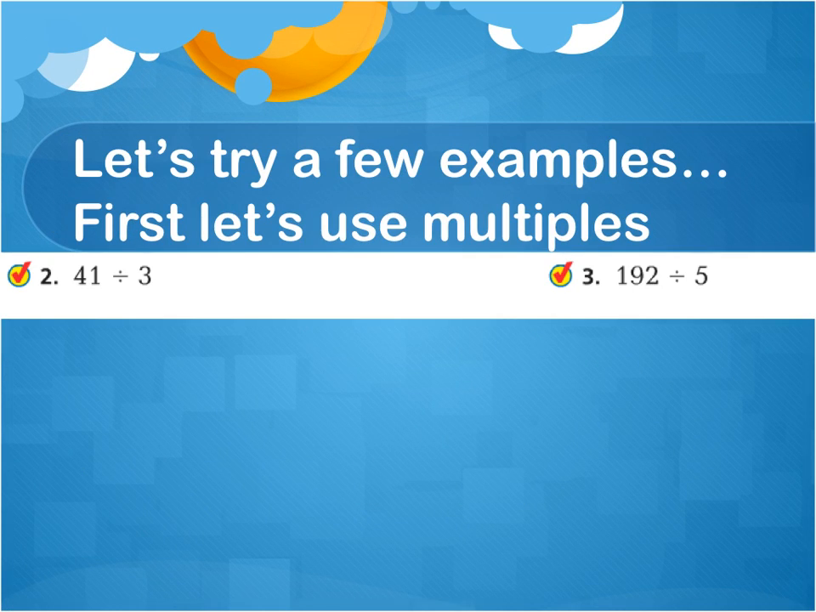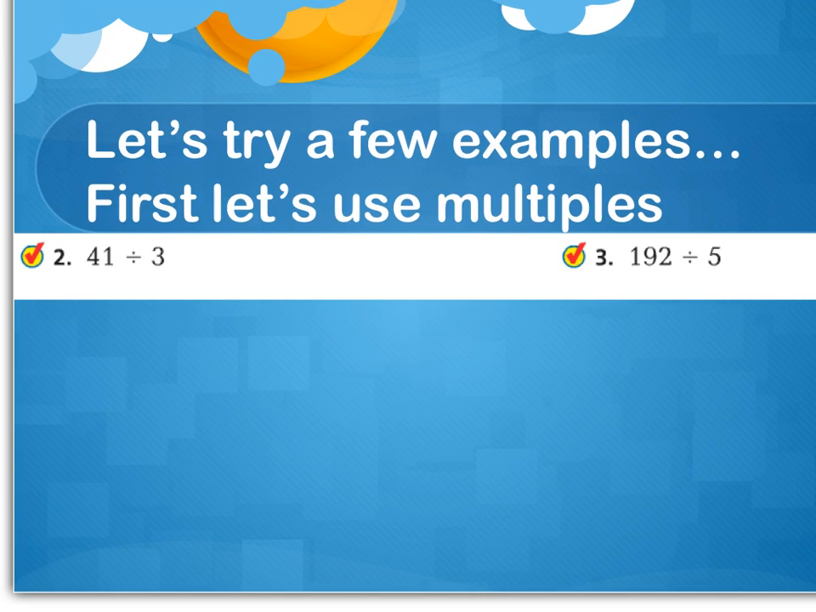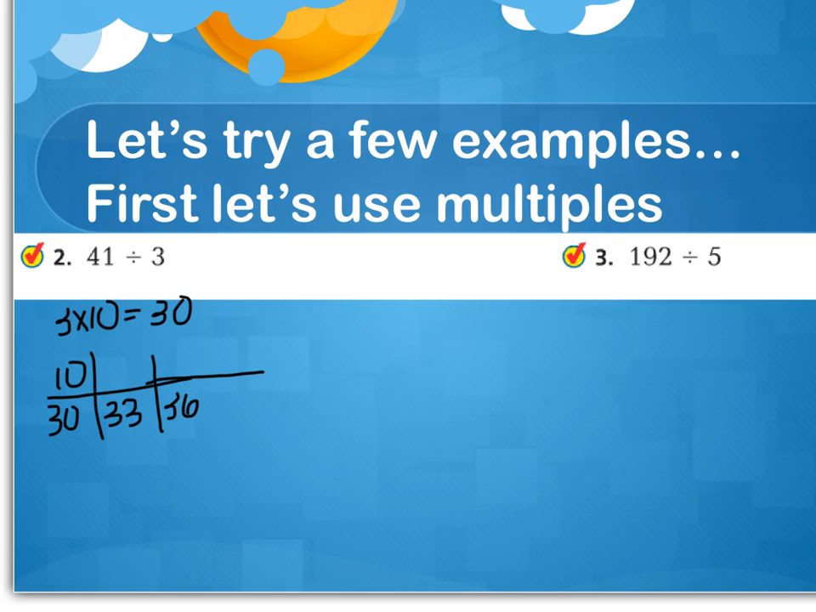Let's try a few more examples together. Using multiples to start, I'm going to do 41 divided by 3. But I don't want to start at 3 to count all the way to 41. I know 3 times 10 is 30, so I'm going to start my multiples there. 3 times 10 is 30, 33, 36, 39, 42, and I've already passed 41.